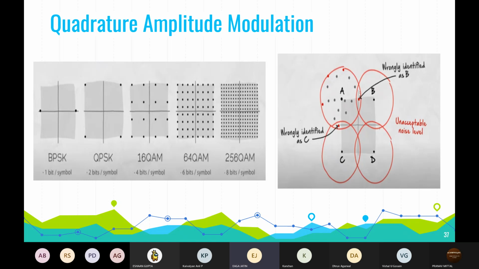The symbols can be mapped into a so-called constellation diagram, which helps us understand the QAM modulation much easier. As you can see, QPSK uses 2 bits per symbol, whereas 16 QAM uses 4 bits per symbol, and 64 QAM uses 6 bits per symbol, and so on.